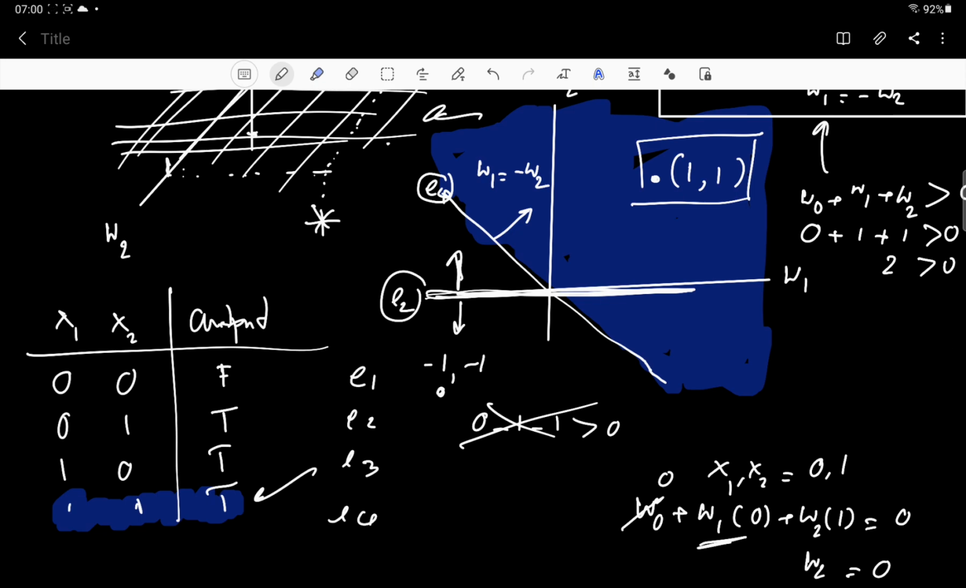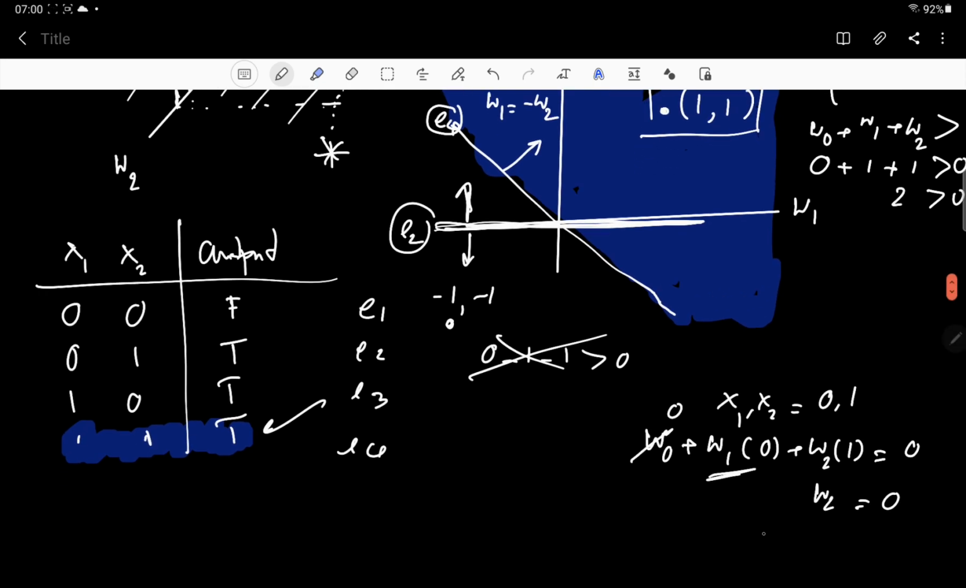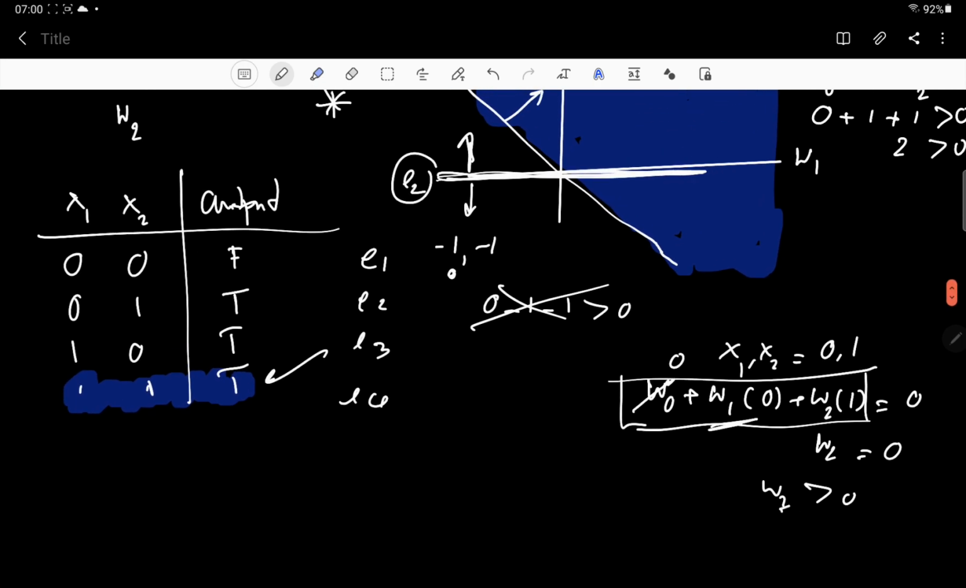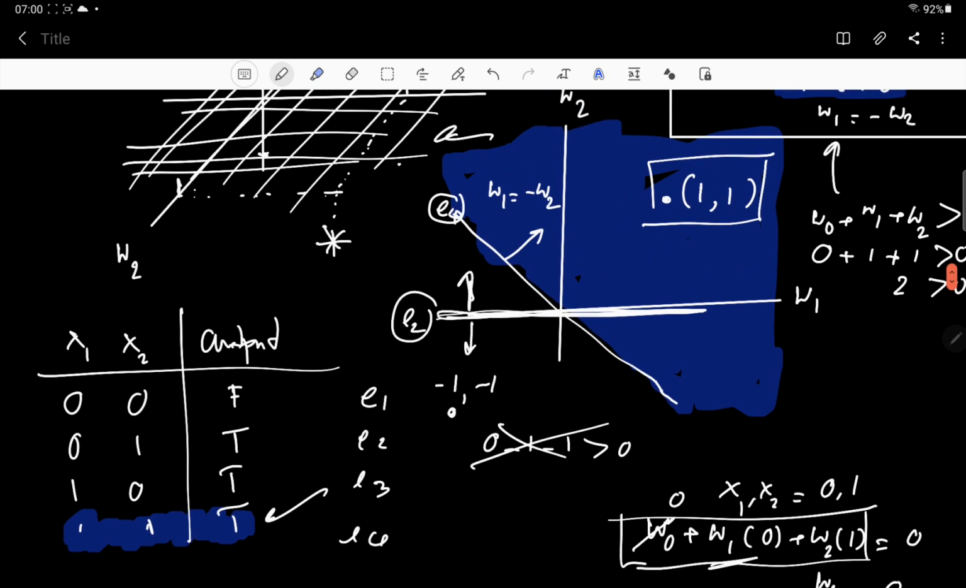You need W2 must be greater than 0, right? Right, because this part is the summation. So W2 must be greater than 0. So this is W2, W2 must be greater than 0. So all points above the line can be used to classify E2, right?